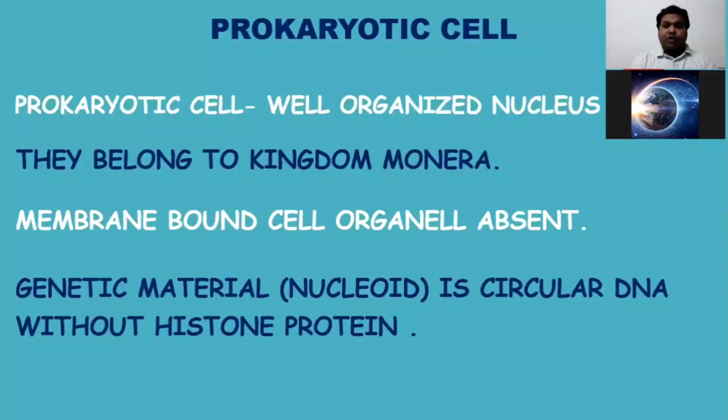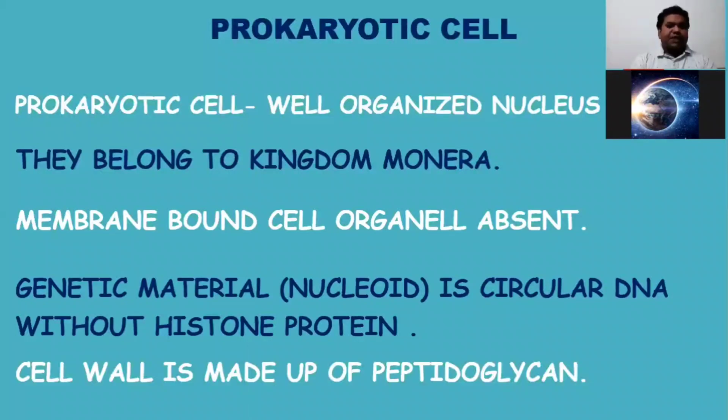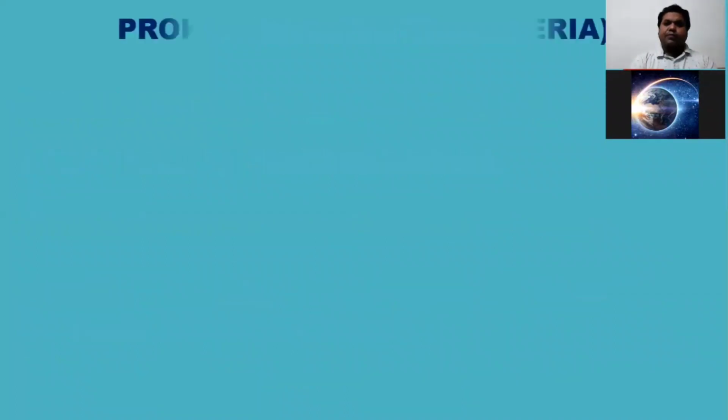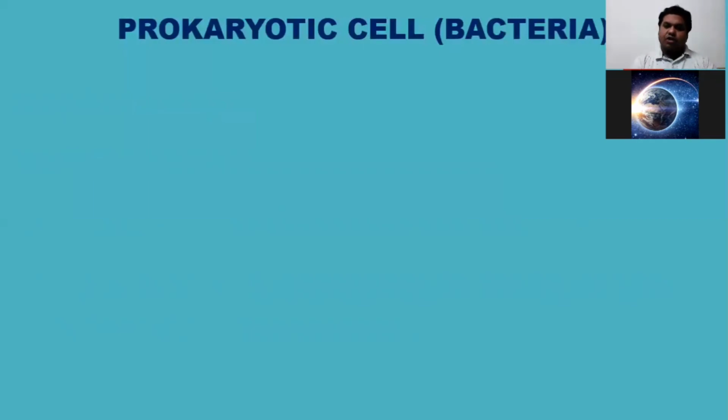Genetic material of the prokaryotic cell is called nucleoid. It is a circular DNA without histone protein. Cell wall is made up of peptidoglycan. In the case of prokaryotic cells, they have a cell wall and their cell wall is made up of peptidoglycan. Remember, for cell wall, there is one exception. We'll talk about it, but generally they have a cell wall. Prokaryotic cell, from now onward, I will also refer to as bacteria. Bacteria, prokaryotic. Prokaryotic, bacteria, synonymous.